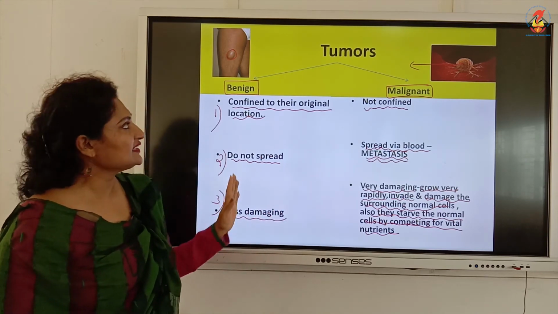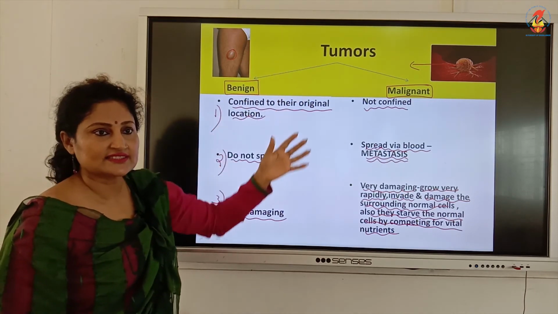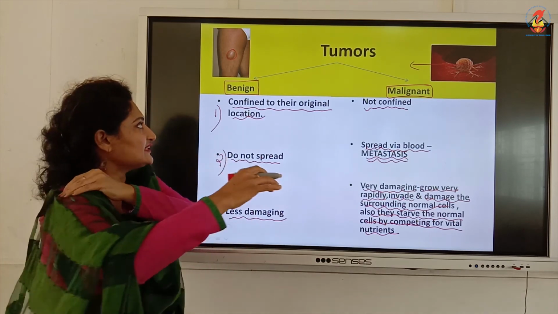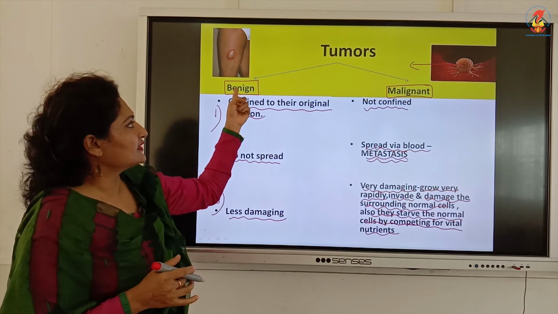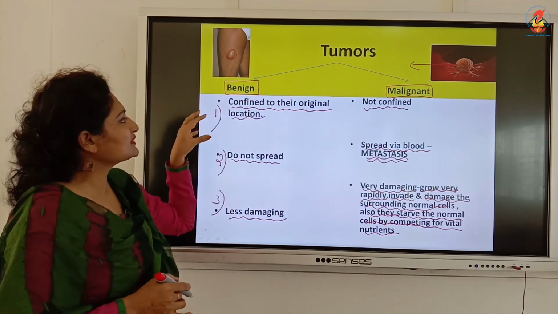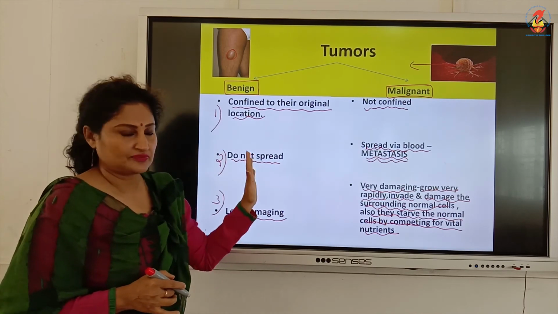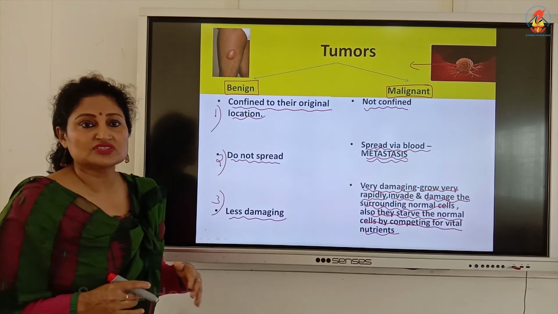So once again, the tumors are formed as a result of cancer. I told you cancer is uncontrolled growth and division of the cells, and they form a lump or number of cells. These tumors are classified into benign tumors and malignant tumors. Benign tumors are confined to the original location. Second, they do not spread. And third, they are less damaging. They are less damaging because they are very slow.